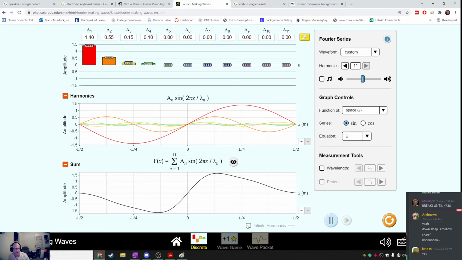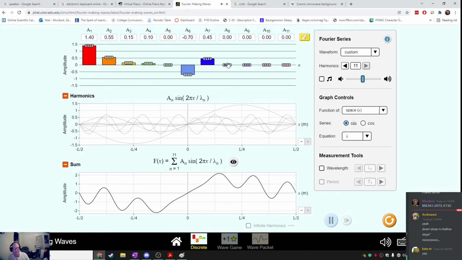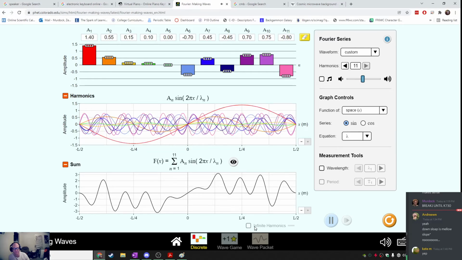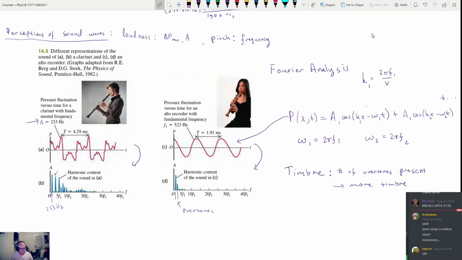Anyway, infinite harmonics, that's not going to let us do that. I don't know how useful this is, but the point is that you can make any function you want through a combination of a bunch of waves. You can start to get really weird, something like this. Anyway, okay, let's keep going. Anyone have any questions or comments?